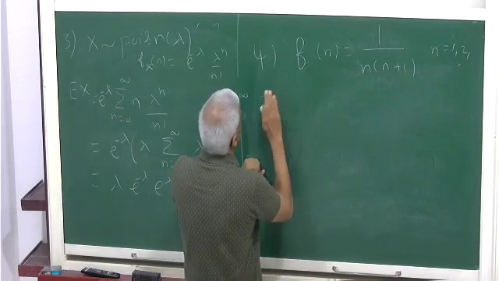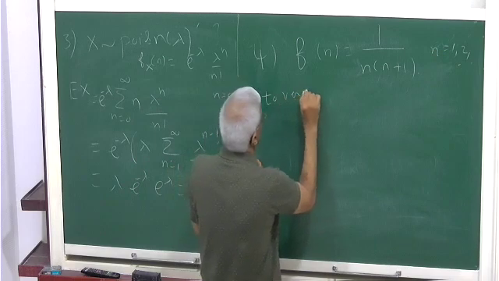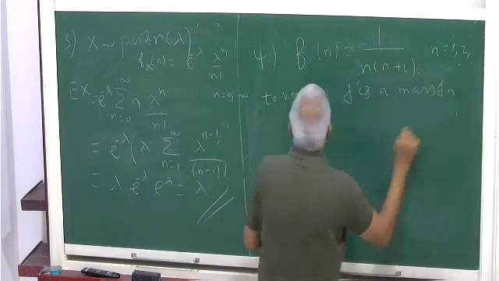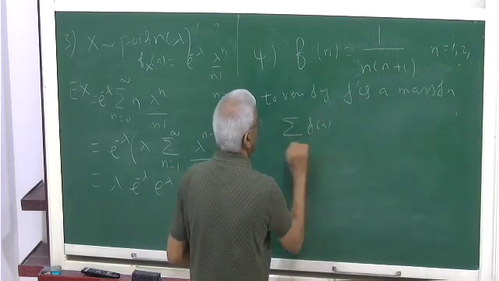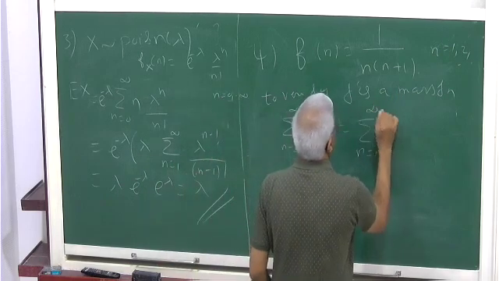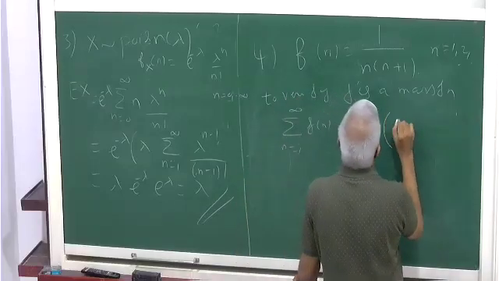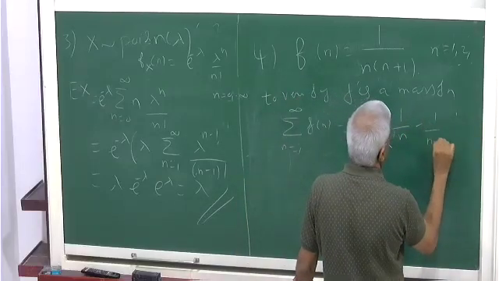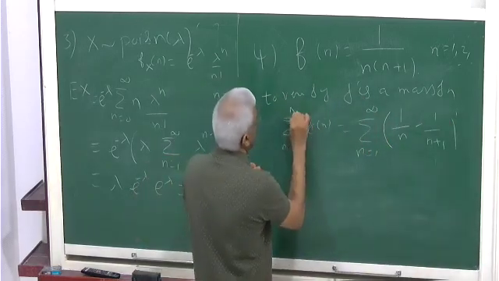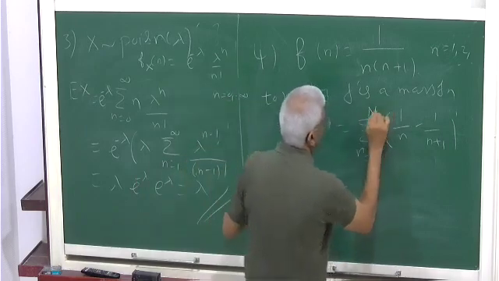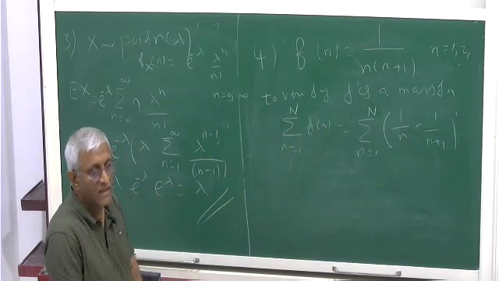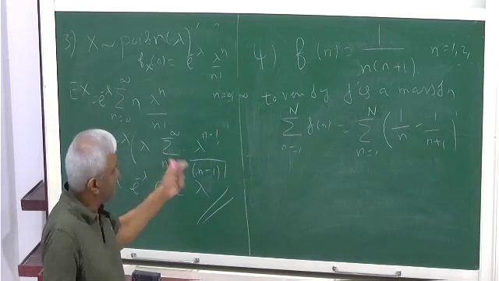So first to verify f is a density function, f is a mass function. We have to sum it, summation f of n, n equal to 1 to infinity. That is equal to summation n equal to 1 to infinity, 1 by n minus 1 by n plus 1, right? Okay. So let's do a partial sum. I mean, I'm not grouping or regrouping. There is nothing happening. This is okay. That is right.